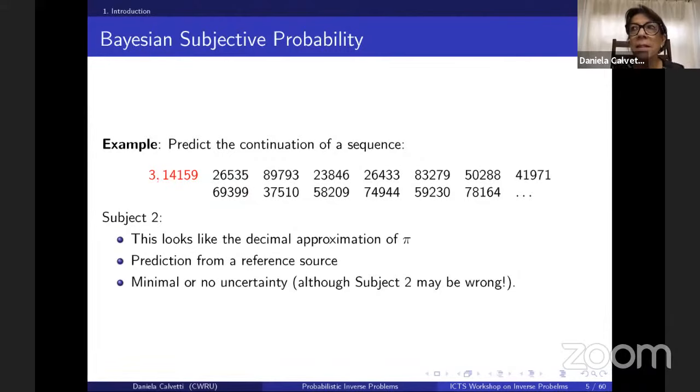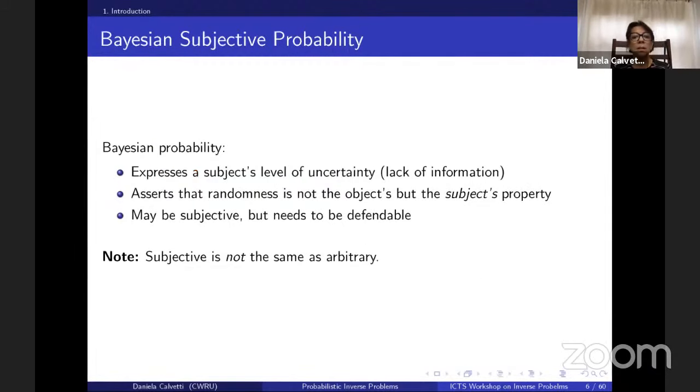So in that sense, we're saying we don't know. I don't know a priori where this sequence is coming from. It could well be an approximation of pi, or simply happen to be a realization of a random process. That said, and without casting any judgment on subject 1 or subject 2, we say that Bayesian probability is a way of expressing the uncertainty of the subjects about the quantity to be estimated.